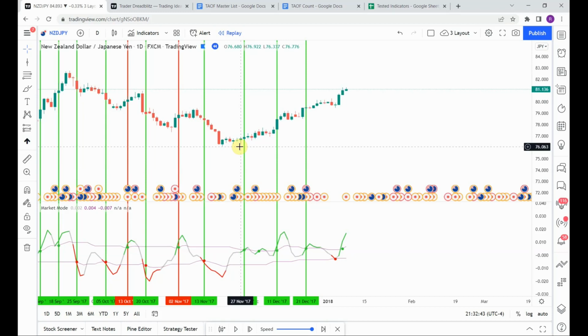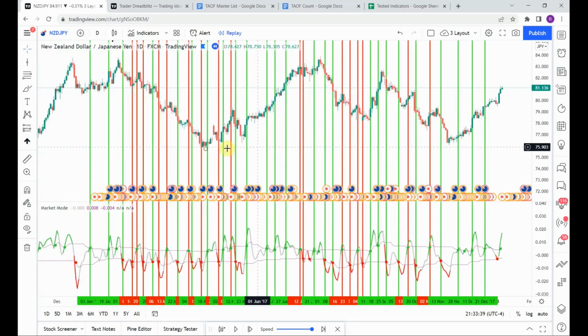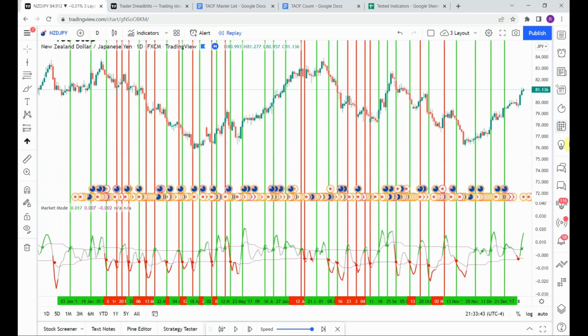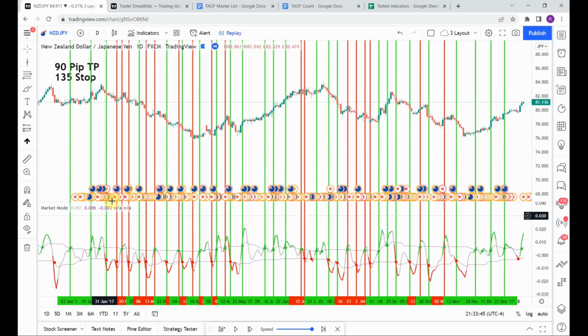I highly recommend it. All right, so let's go ahead and take a look at our indicator here. All right, so we got a lot of trades within 1 year's time that could be problematic. Let's go ahead and count it out, see what we get out of this.